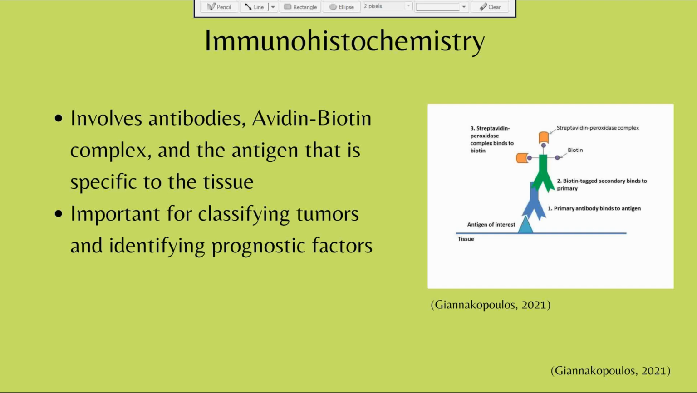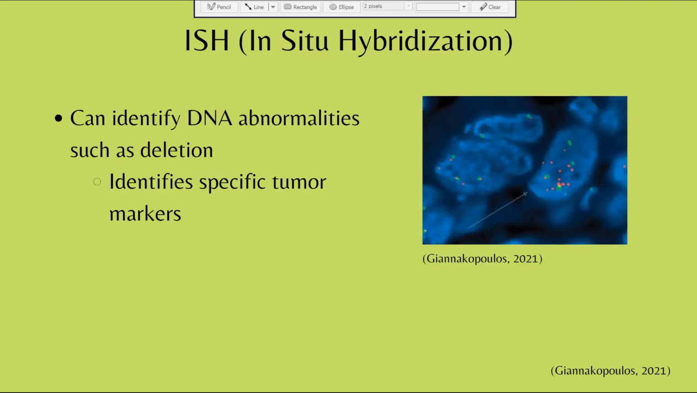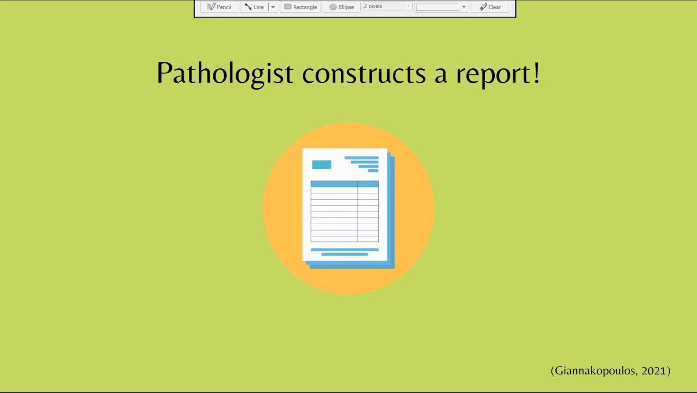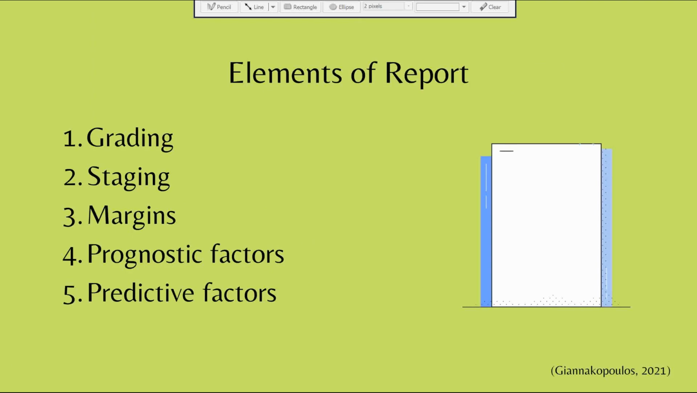And in situ hybridization helps us identify DNA abnormalities, and specifically helps us identify specific tumor markers that are found in specific cancers. After all the testing is done, the pathologist will make a report. The elements of the report include grading, staging, margins, prognostic factors, and predictive factors of the patient.